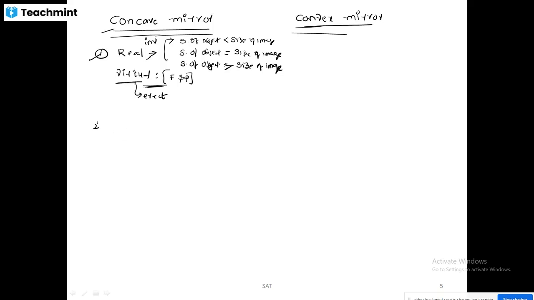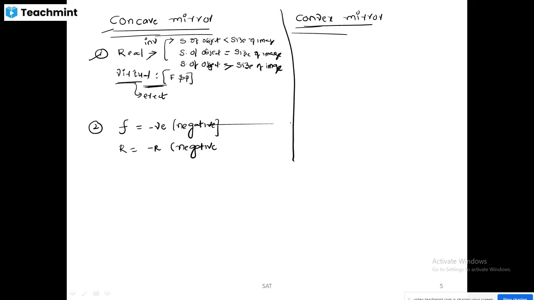And also in the case of concave mirror, the focal length is always negative. So the focal length of the concave mirror is always negative, and the radius of curvature is also always negative. So remember this one here. This point is very, very important while doing the problems.